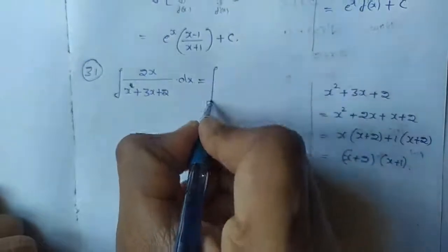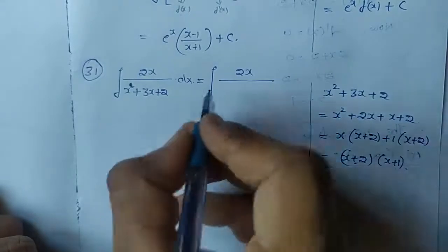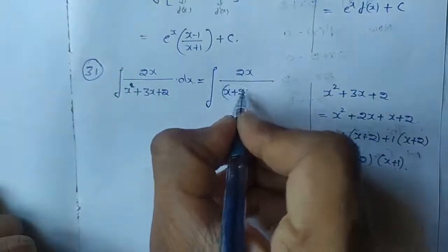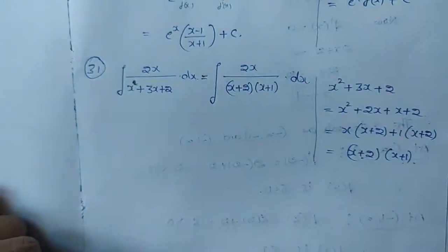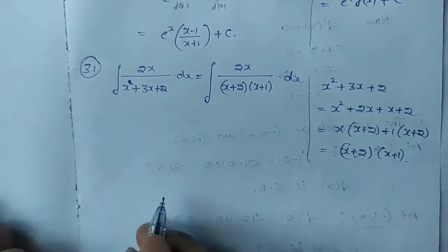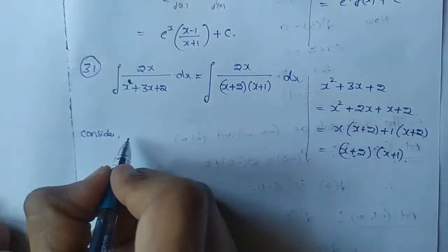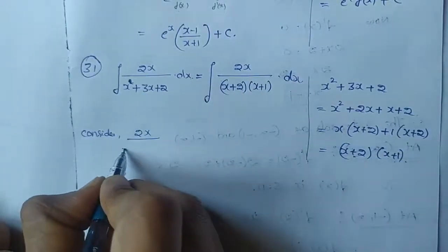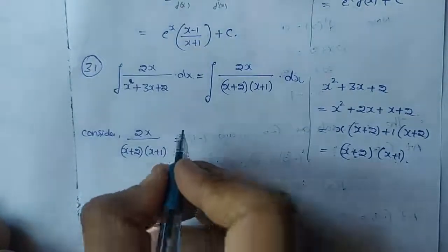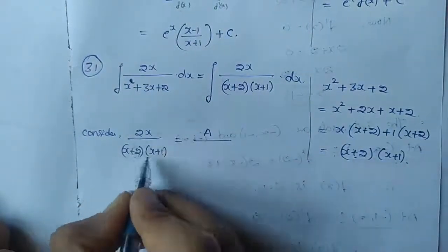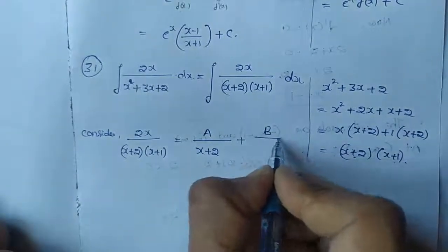That is equal to integration of 2x divided by x plus 2 into x plus 1, into dx. Let us solve this by using partial fractions. First consider 2x divided by x plus 2 into x plus 1, that is equal to A divided by x plus 2, plus B divided by x plus 1.